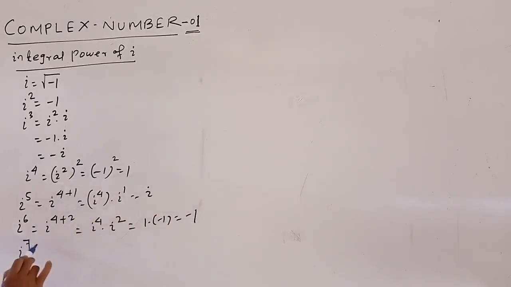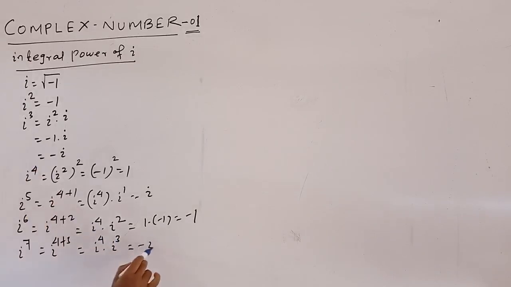Then i seventh means i to the power 4 plus 3. So i to the power 4 plus 3 means i to the power 4 into i cube, but i fourth equals 1, i cube equals what? Minus i. So this is minus i. Next, i to the power 8. i to the power 8 means i fourth squared, and this is 1 squared equals 1. So i fourth equals 1, then i eighth equals 1. Like that, i to the power 12 is also 1.